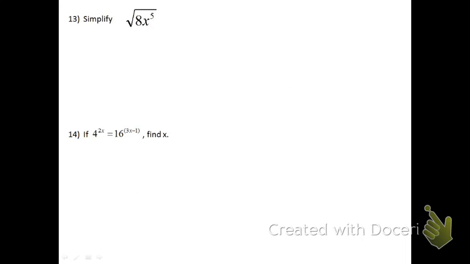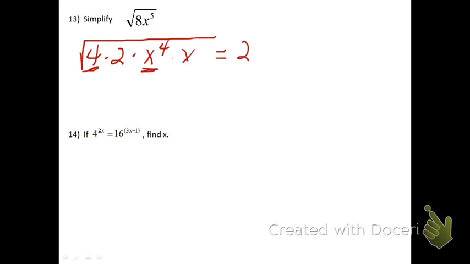Okay, simplifying this square root. Well, what you want to do is, since they're not perfect squares, rewrite everything with the largest perfect square factors. So 8 I'm going to rewrite as 4 times 2, and x to the 5th I'm going to rewrite as x to the 4th times x. Now I can take the square root of 4, that's 2, it comes out of the radical. The square root of x to the 4th is x squared, it comes out of the radical, and under my radical I'm left with a 2x.